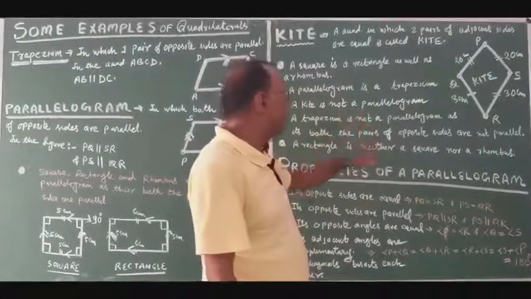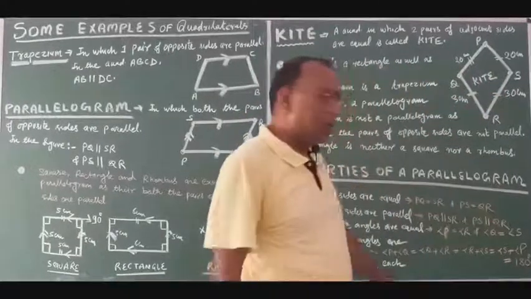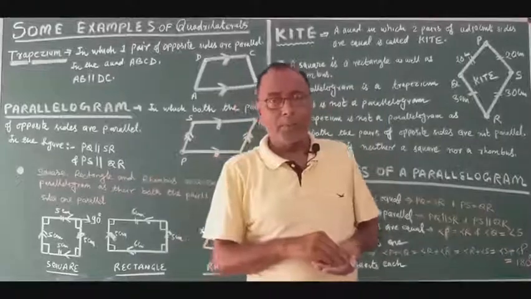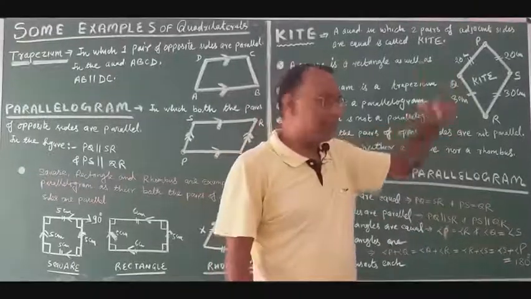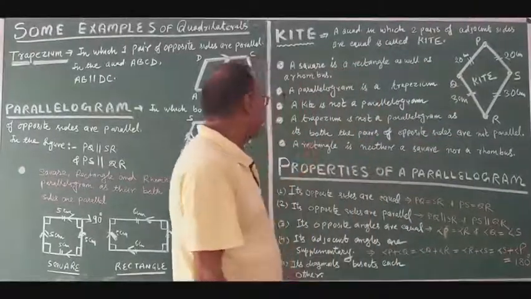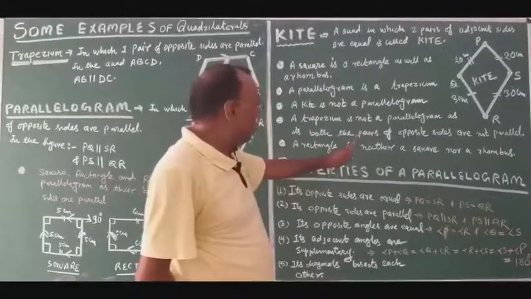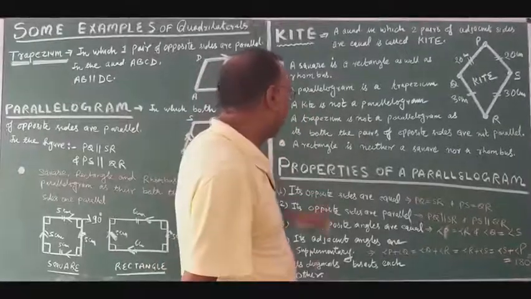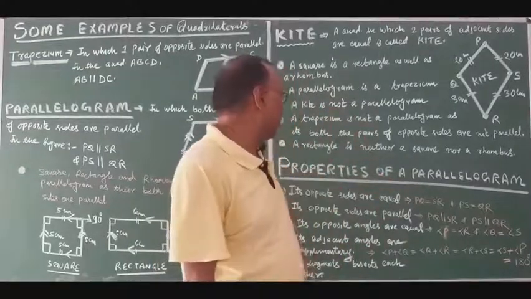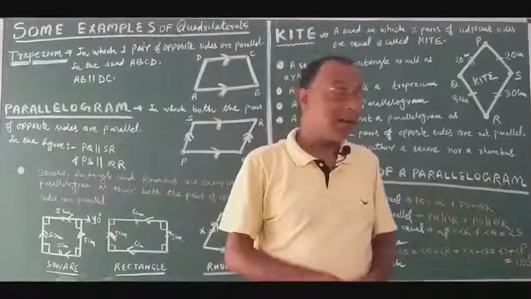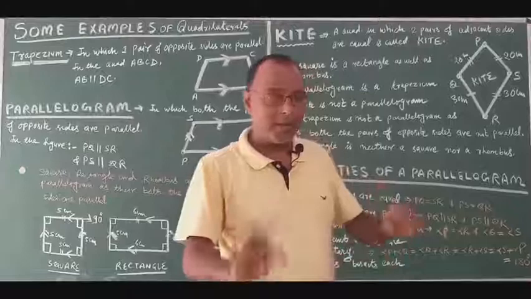A kite is not a parallelogram. Yes, of course it is not. A kite is not a parallelogram because what is the definition of a parallelogram? Both the pairs of opposite sides are parallel. But this is not in a kite. Next, a trapezium is not a parallelogram as both its pairs of opposite sides are not parallel. It has only one pair of opposite sides which is parallel.